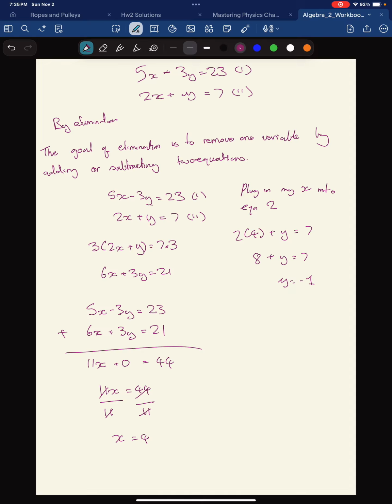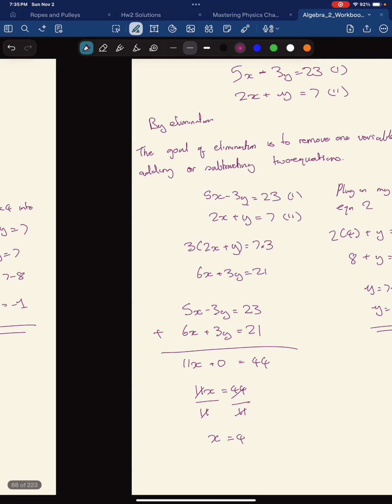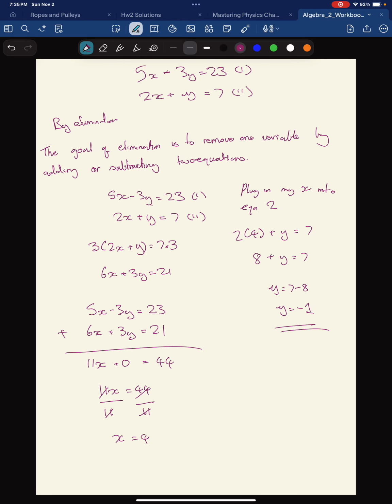Right? Let me do it systematically, step by step. Y is going to be equal to 7 minus 8. Y is going to be equal to minus 1. And there we have it. We've used two different methods, and we've arrived at the same answer.